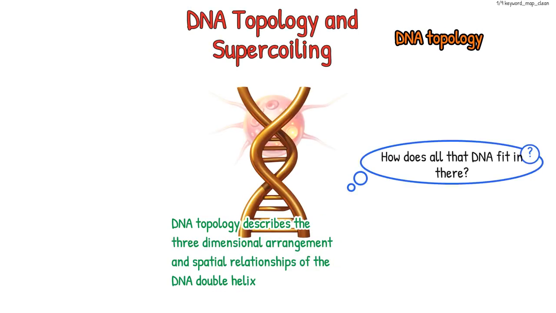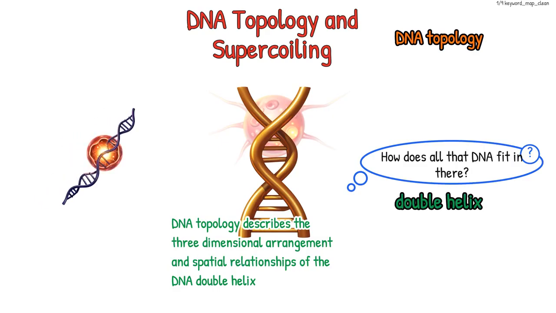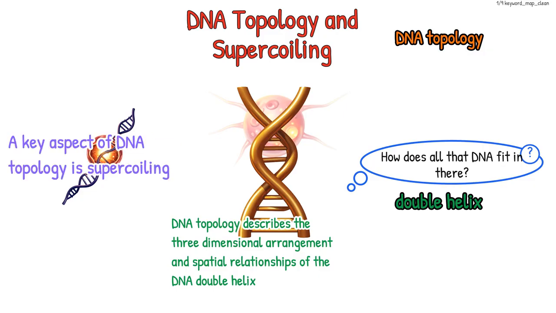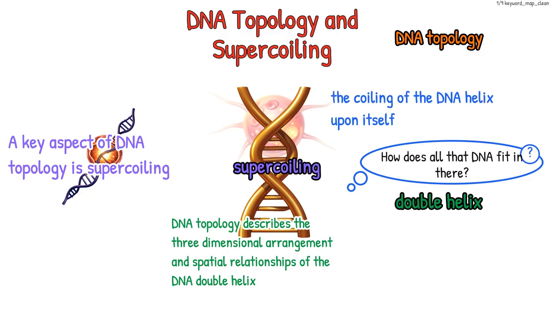DNA topology describes the three-dimensional arrangement and spatial relationships of the DNA double helix beyond its primary sequence and secondary structure, which is the double helix. A key aspect of DNA topology is supercoiling, the coiling of the DNA helix upon itself. This is essential for packing meters of DNA into the microscopic cell nucleus and for regulating critical cellular processes.